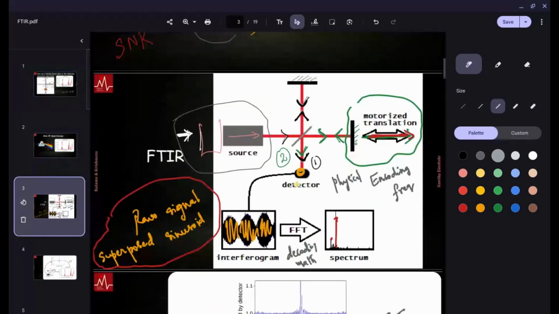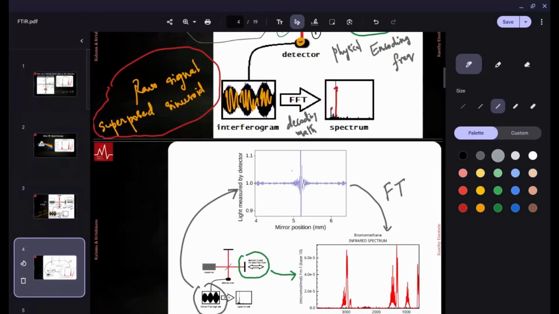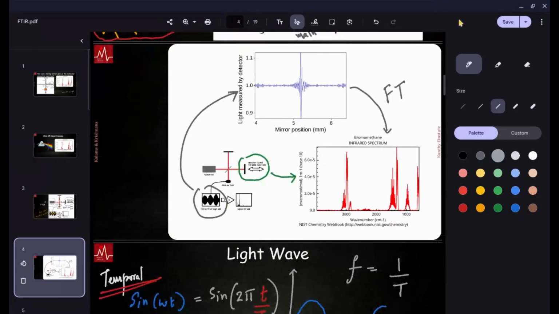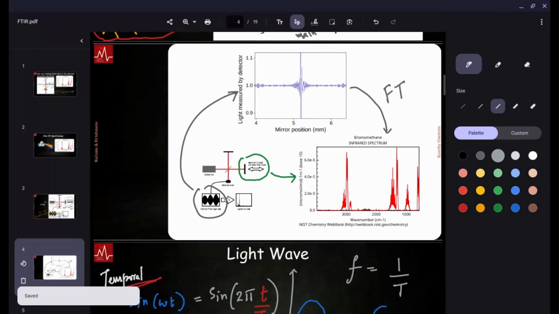Okay, so you get superimposed cosines that is shown here, the raw signal. If you take the Fourier transform of that, you get the information about which frequencies are there. Okay, I cannot make it simpler than this. Now, at least for some of you, it should have made better sense when I showed the two paths and there is a slight path difference.